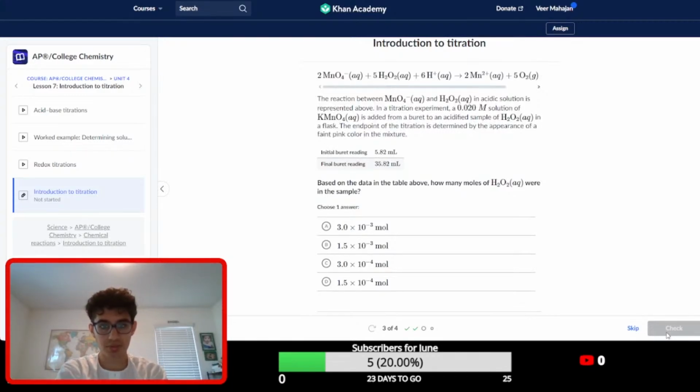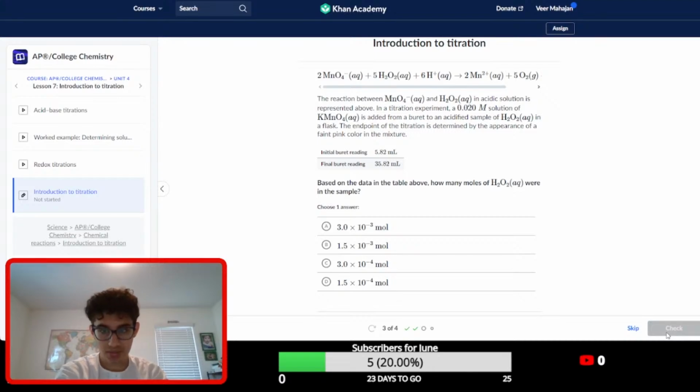An acidic solution is represented above. In a titration experiment, a 0.02 molarity solution of potassium permanganate is added from a burette, I don't know that word either, the pronunciation, to an acidified sample of dihydrogen peroxide in a flask. The endpoint is determined by the appearance of a faint pink color. How many moles are in the sample?